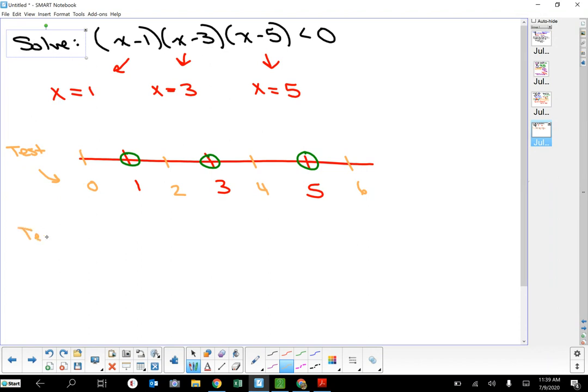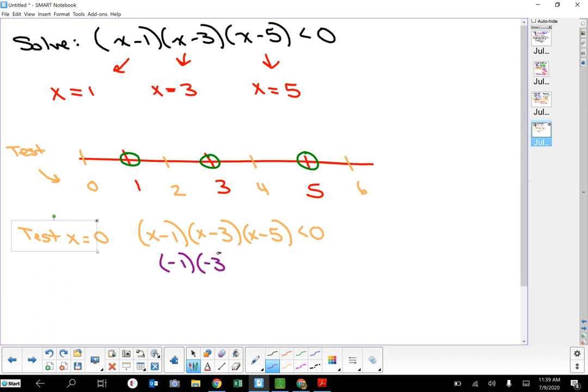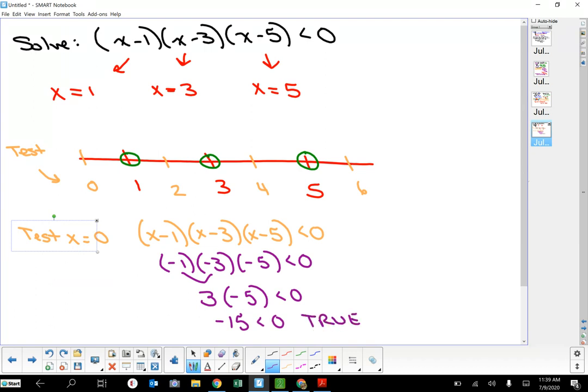So let's test x equals 0. And we have (x minus 1)(x minus 3)(x minus 5) is less than 0. So we're going to plop 0 in for all of those. 0 minus 1 is negative 1, minus 3, minus 5. And then this would give us 3 times negative 5 is negative 15, which is less than 0. And this is true. So this part of this graph is going to be true.